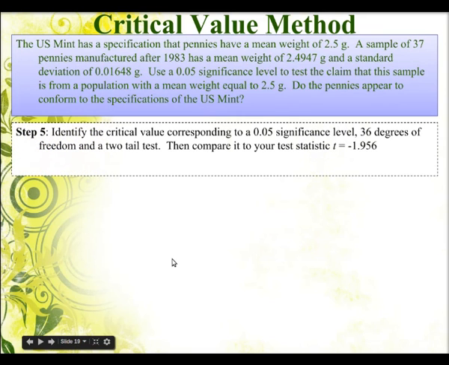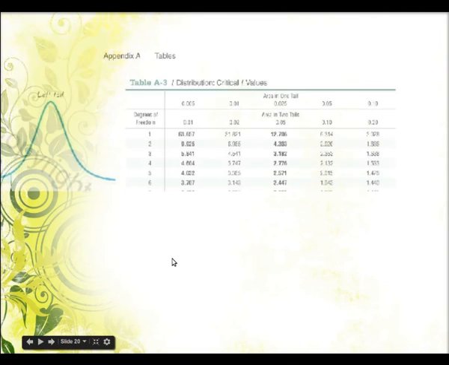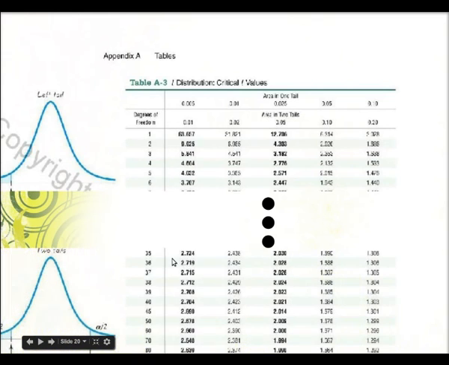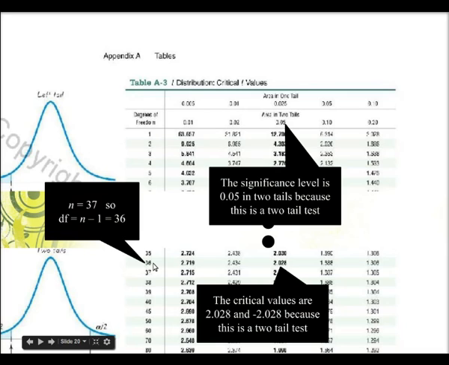So now let's identify the critical value corresponding to our 0.05 significance level. 36 degrees of freedom, and keep in mind this is a two-tailed test, and then we'll compare it to the test statistic, negative 1.956. So our degrees of freedom should be 36, which is the sample size minus 1. And since the significance level is 0.05 in two tails, I just have to find 0.05 in two tails to tell me which column to look in.